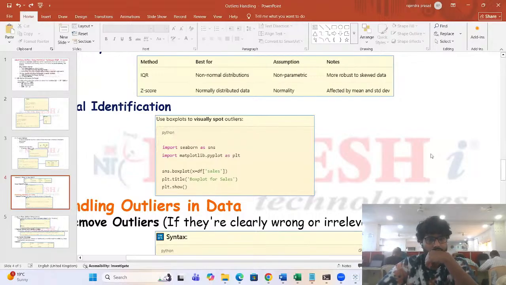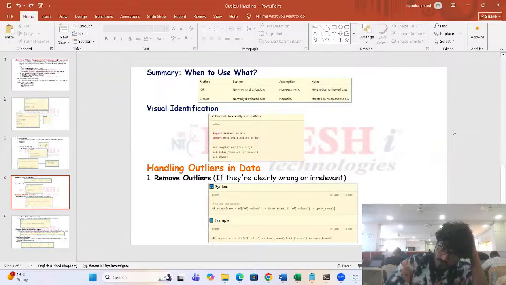Guys, not only this, whenever you are learning any tool, know the basics. You know how to use it, you must know when to use it. Clear? So this is how you are going to use this particular thing. Okay, so handling the outliers I already mentioned, but you will get the same documents in your regular class.